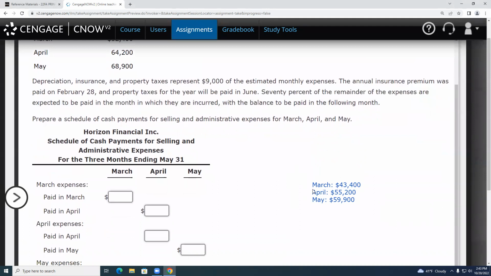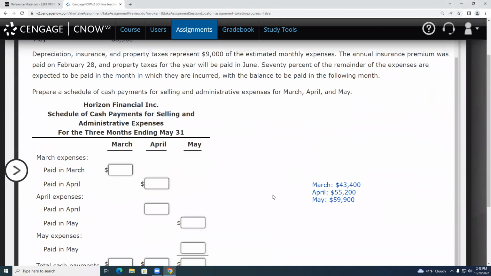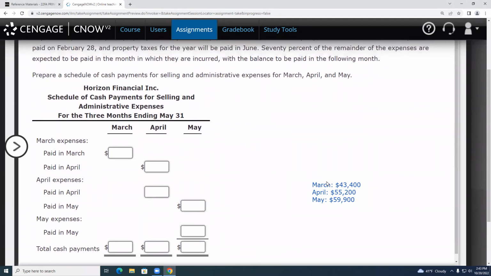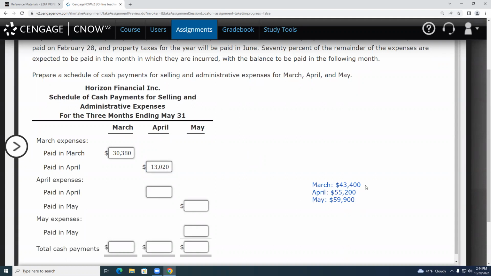Okay, so now I've got those numbers, and I can scroll down a little bit here to be able to see our budget. Okay, so in March, $43,400, and 70% of that is going to be paid in March. 43,400 times 70%, 30,380. The rest will be paid the next month. So the last 30%, you can take 43,400 and multiply by 30%, or you could take the 43,400 and subtract the part that we paid in March.